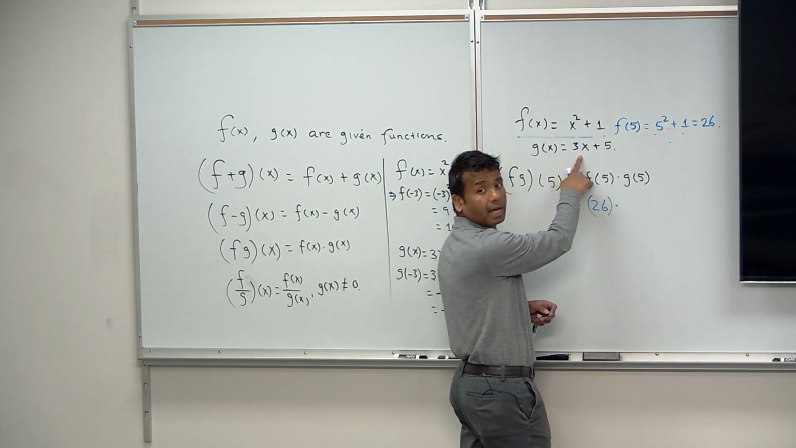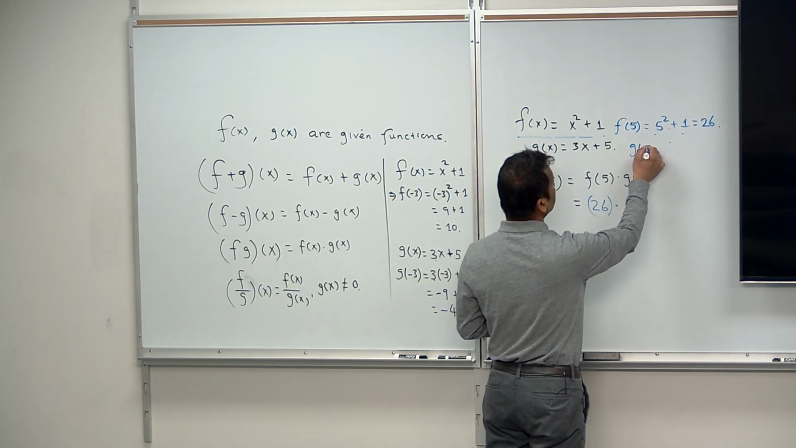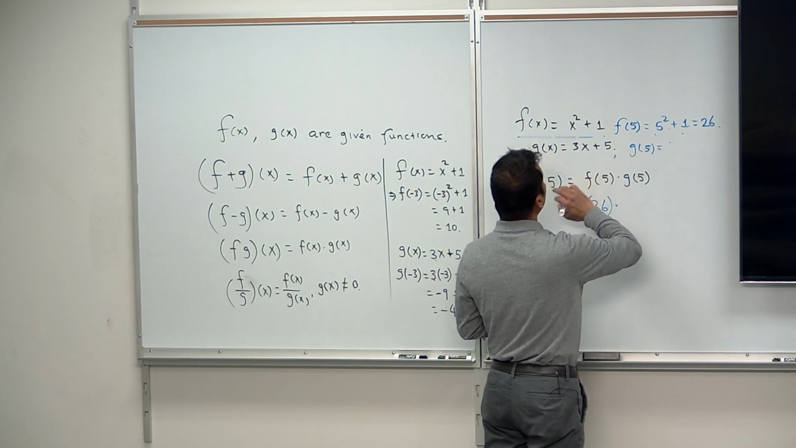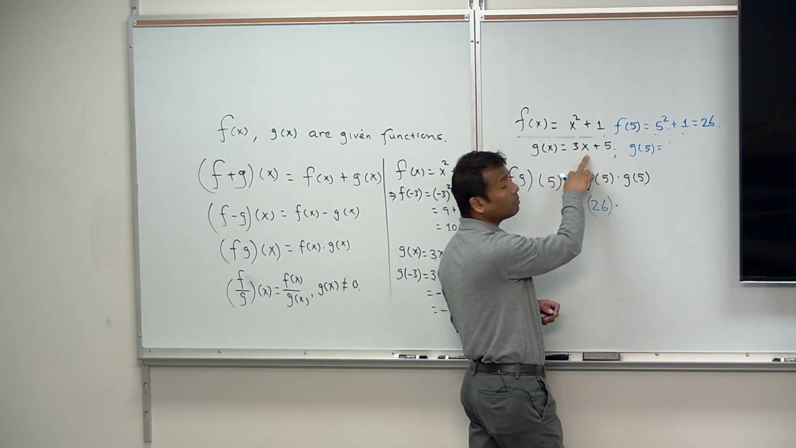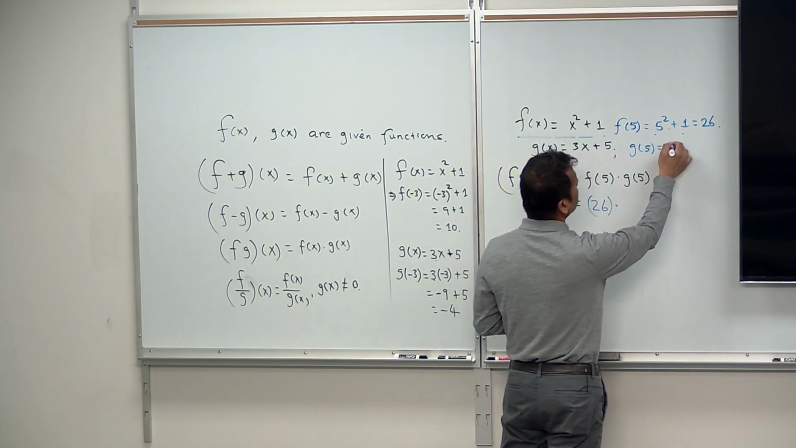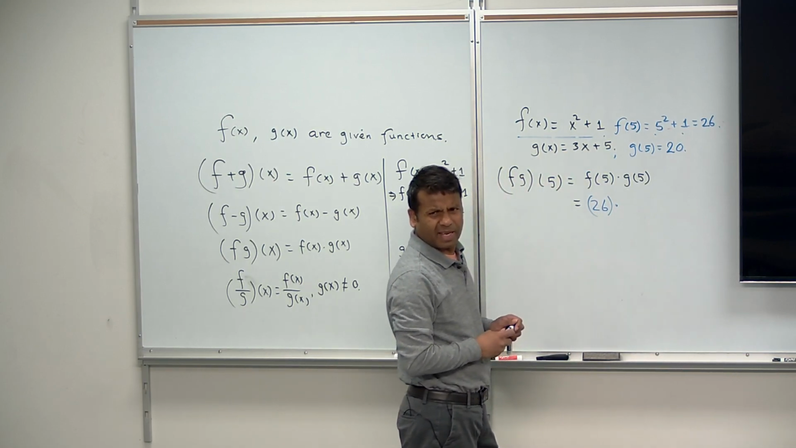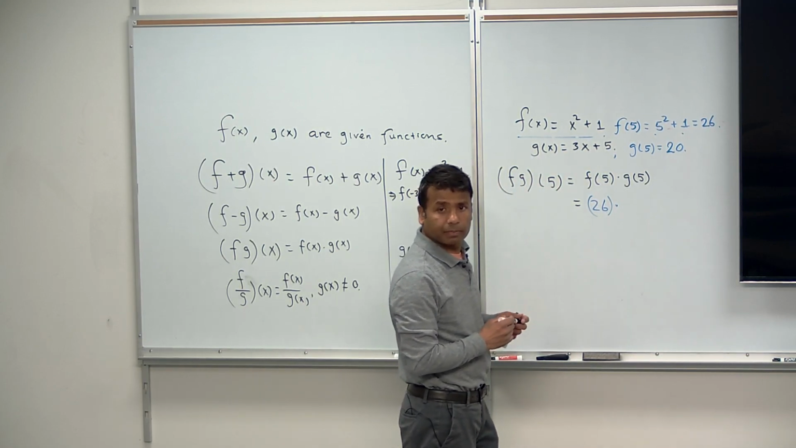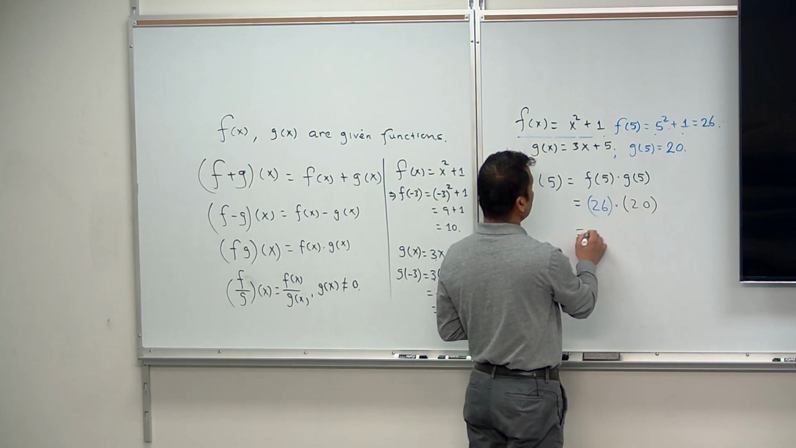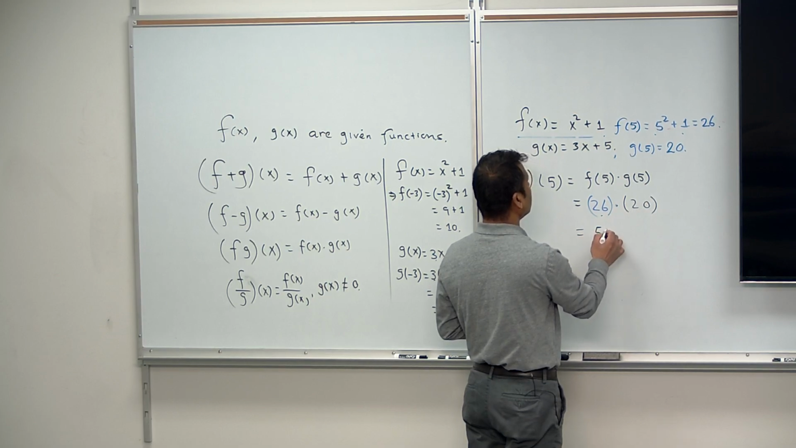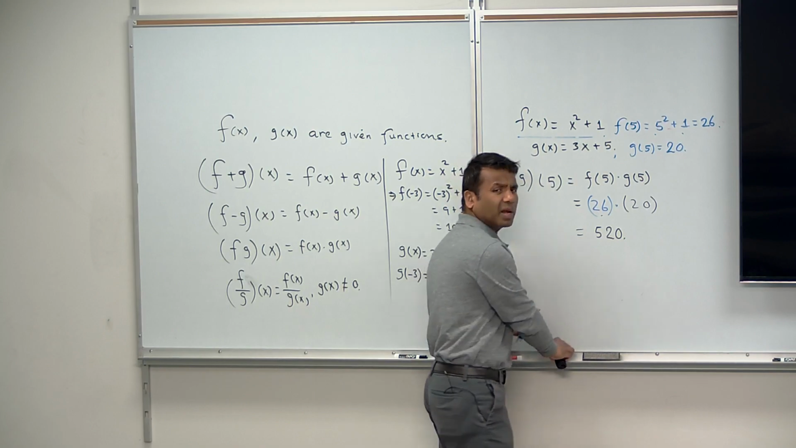Now your g(x) is 3x plus 5. So you want to find out g(5), right? So you plug in 5 here. So 3 times 5 is 15. What is 15 plus 5? 20. Make sense? Right? So this is 20. So you multiply 26 and 20. I think that will give you 520. Did you get it?